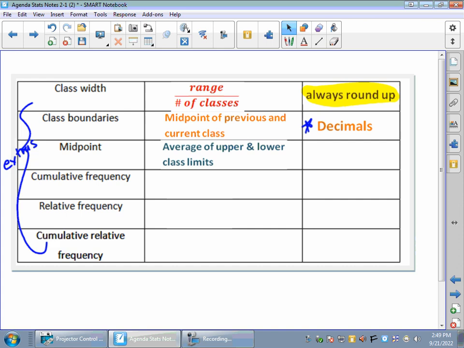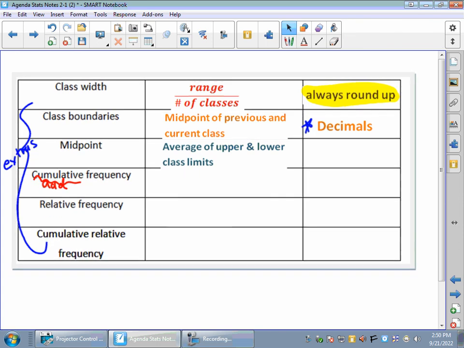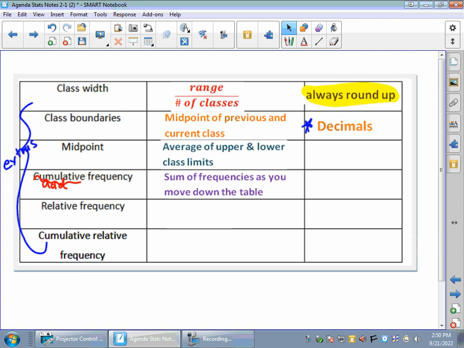Cumulative frequency. If you know the word cumulative or the root word, think about accumulate, right? Cumulative means add. So in cumulative frequency, we are adding the frequencies, the sum of the frequencies as you go down the table. And your final value should be n, and what does n stand for again? Sample size, how many pieces of data you had.